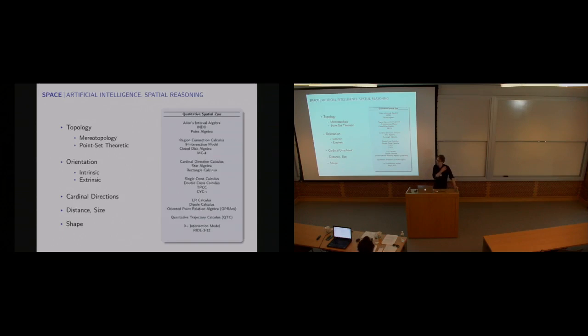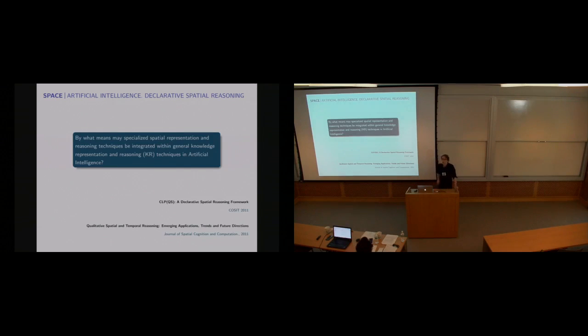And this has led to a lot of different approaches for dealing with various different aspects of space. We could call this the qualitative spatial zoo. And so many different methods have been developed, and none of them are really finding their way into the applications, right? So why is that? That's the challenge. So we could then rephrase the question as, by what means may specialized spatial representation and reasoning techniques be integrated within general knowledge representation and reasoning frameworks within artificial intelligence, right? So all the people doing work in spatial reasoning really need to get their systems and methods into KR languages so that they can be applied in practice, applied, connected with rules, and so on.